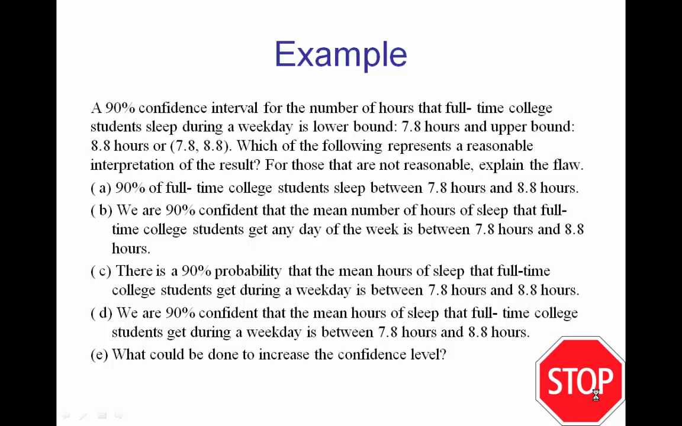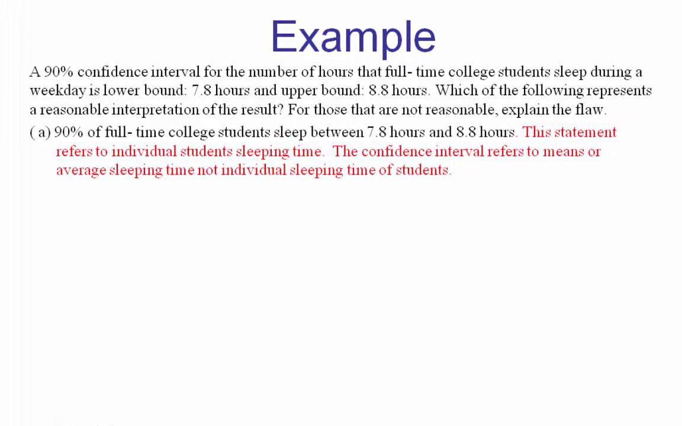A 90% confidence interval for the number of hours that full-time college students sleep during a weekday is lower bound 7.8 hours and upper bound 8.8 hours, or the interval from 7.8 to 8.8. Which of the following represents a reasonable interpretation of the result? For those that are not reasonable, explain the flaw. Stop the video and work this problem before you continue to the answer on the next slide.